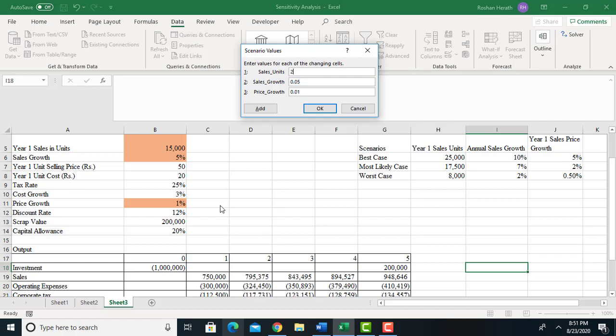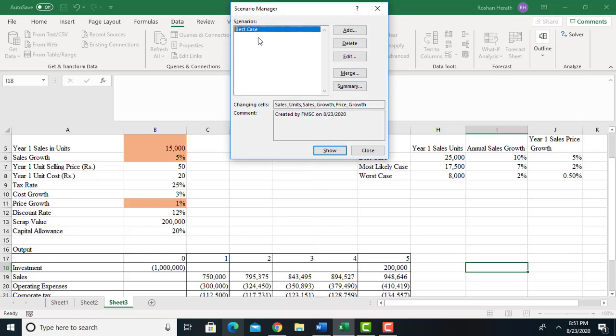The year 1 sales unit is 25,000 under the best case. Annual sales growth is 10%. You can make it 10% or even 0.1, whatever is convenient. Price growth is going to be 0.05. So that information has been fed in, and you can say okay: 25,000, 10% and 5%. Say okay. The first scenario is being added.